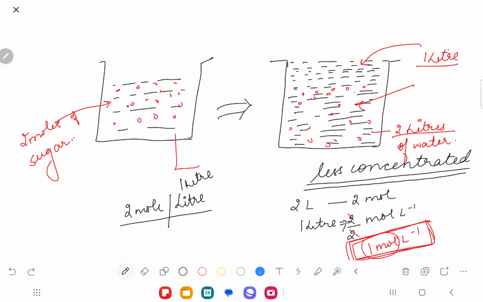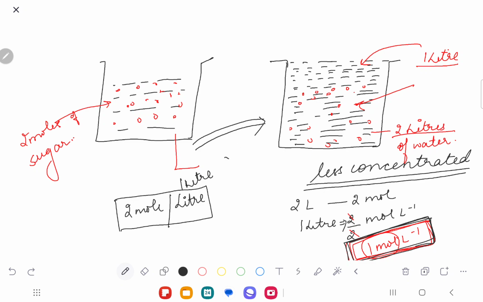What am I trying to tell you here? That when we have 2 moles per liter, it is going to become 1 mole per liter. Yes or no? So the more and more water you add, you are diluting the solution. And now, what is the importance of dilution for a weak acid?